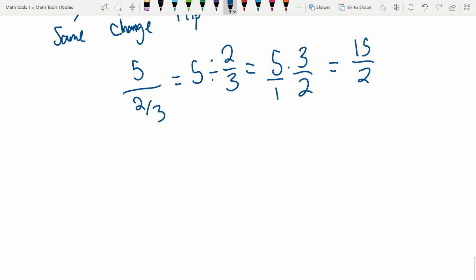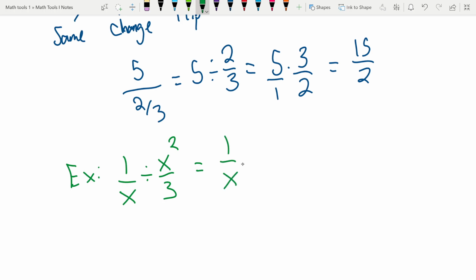So if we just go to some rational expressions now, let's do a simple one first. Let's say we just have 1 over x divided by x squared over 3. Okay, so nothing to worry about with canceling or anything here. It's going to be 1 over x times 3 over x squared. So we flip the x squared over 3 to get 3 over x squared. So here we'll get 3 over x to the third then.